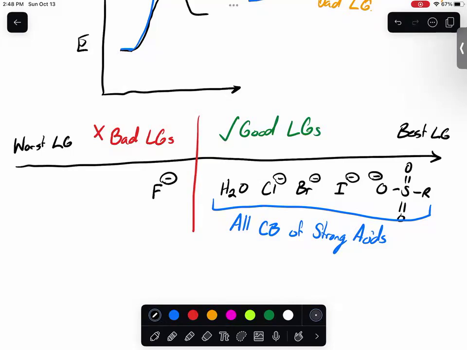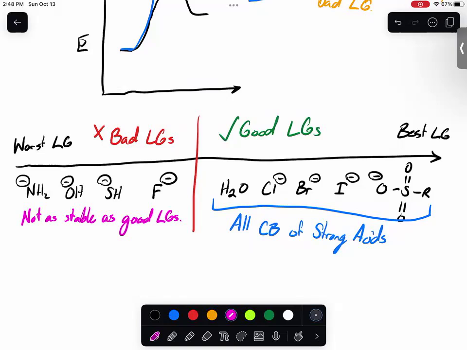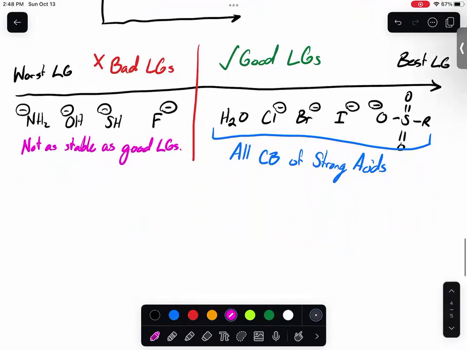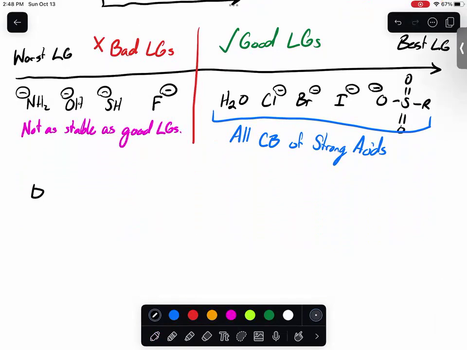Same thing with other negatively charged things such as SH, OH, NH2 minus. All of these are not as stable as the good leaving groups. They are both enthalpically and kinetically disfavored. Okay, so with that idea in mind of what a good leaving group is, what a good nucleophile is, we introduce bimolecular nucleophilic substitution, or SN2 for short.